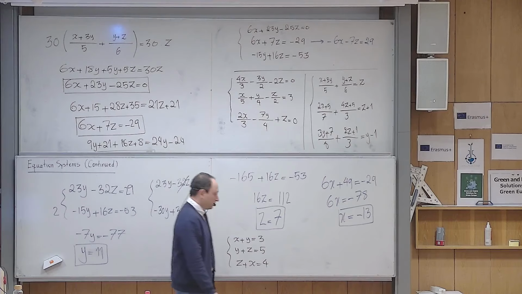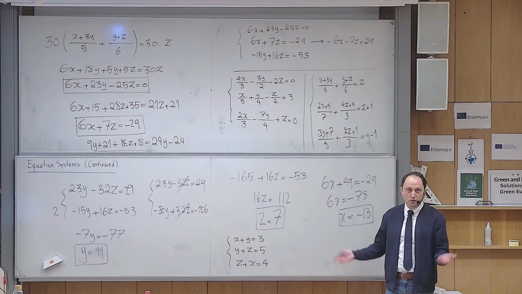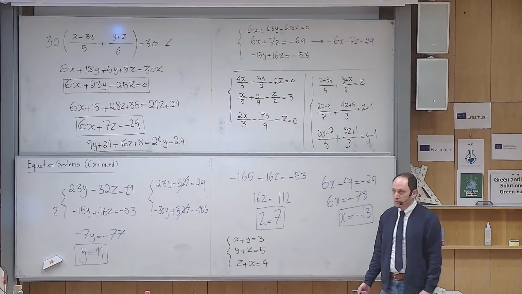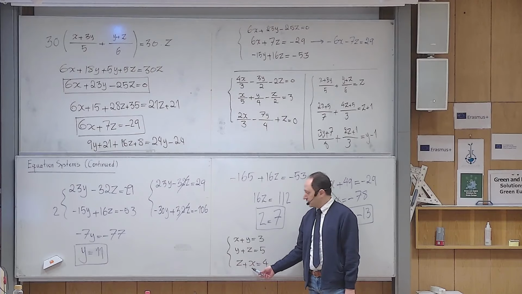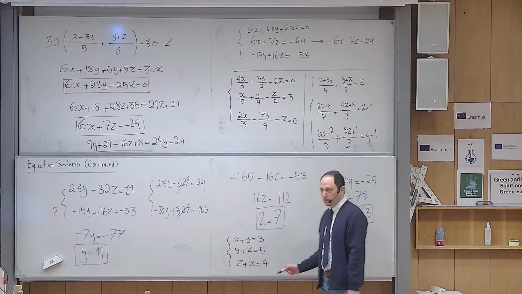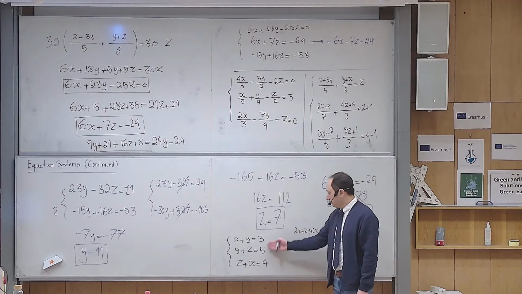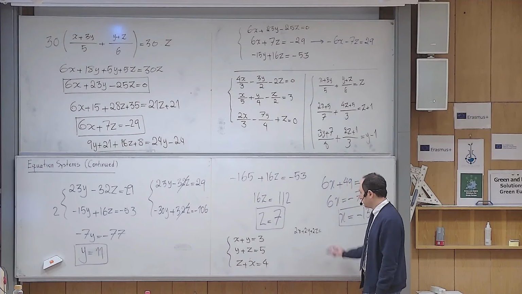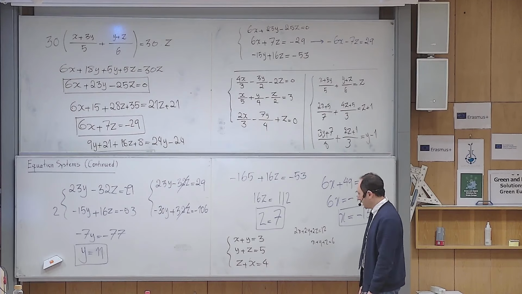If I add all of them, I'm saying that this is strange. Why should I add all of them? But if I add all of them, I will have how many x's? 2 x's. How many y's? 2. And how many z's? 2z. So it becomes 2x plus 2y plus 2z is equal to what? 3, 5, and 4. What is that? 12. And then you divide by 2, it becomes 6.